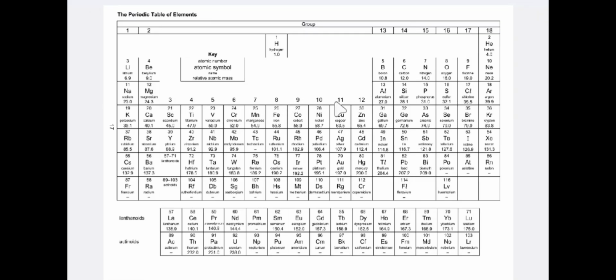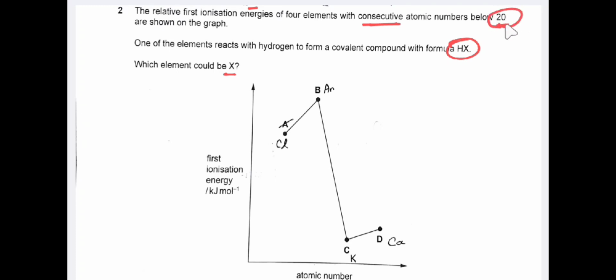According to the periodic table, these 4 consecutive elements can be any of the elements with atomic number below 20. As we can see from the graph, after this ionization energy there is a large decrease. That means these two elements are in the same period and this element is in the next period. These are consecutive elements with atomic number below 20.